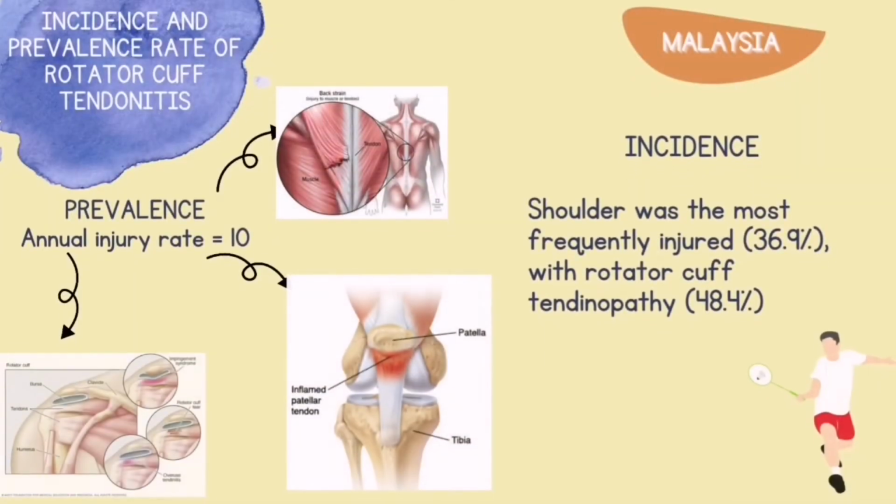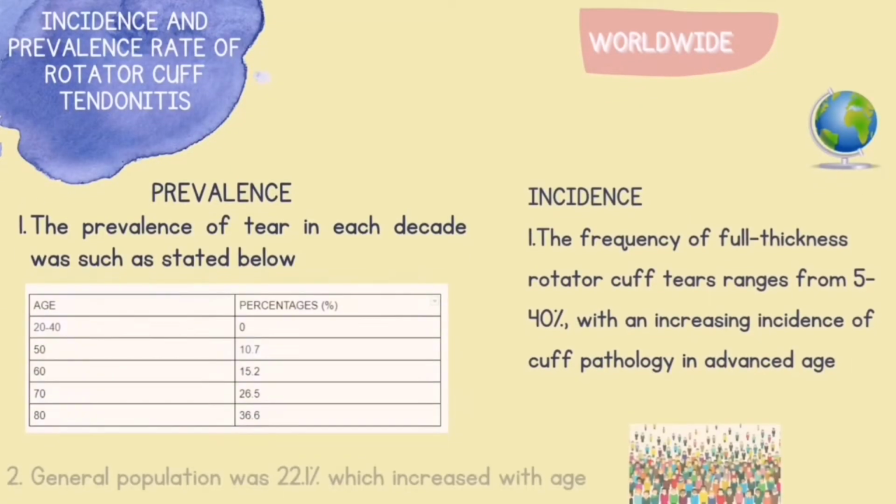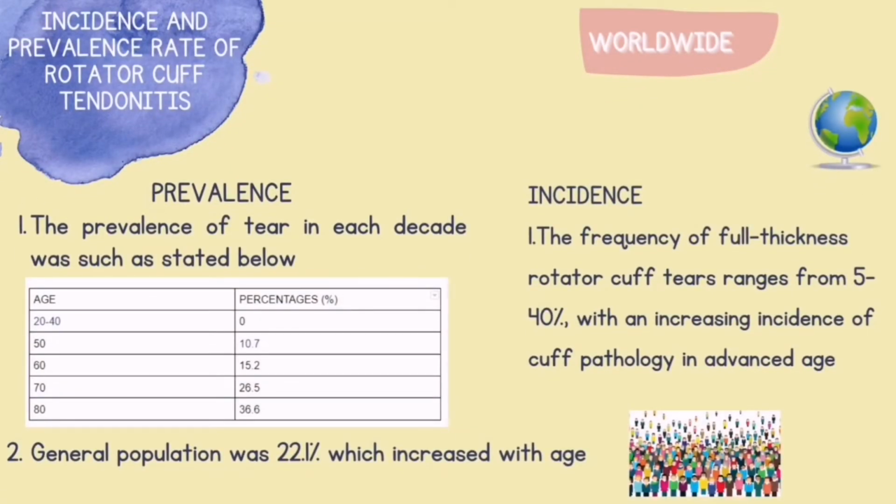For the prevalence rates in Malaysia, research was done on para badminton players and it has shown that the annual injury rate was 10, where the most prevalent injuries were back muscle strain, patella tendinopathy and rotator cuff tendinopathy. While for the incidence, research was done on Malaysian badminton players and it indicated that the shoulder was the most frequently injured with a percentage of 36.9%, with rotator cuff tendinopathy at 48.4% being the most common diagnosis made. For the worldwide prevalence, the prevalence of tears in each decade was stated in the table below with the ages respectively.